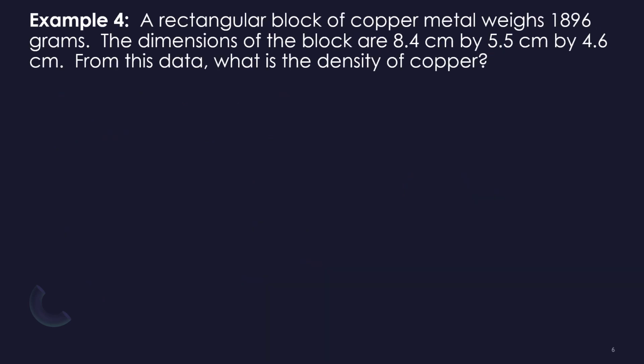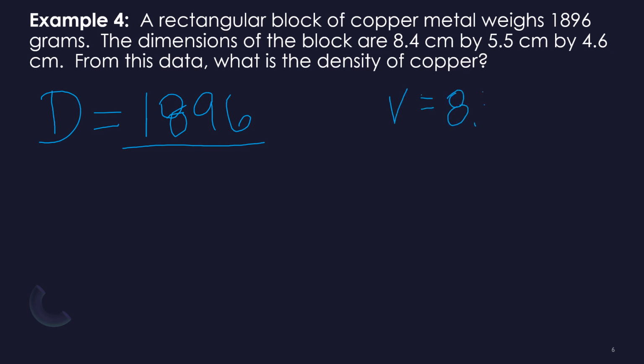For our next example, we've got a rectangular block of copper metal, and we know that it weighs 1,896 grams. The dimensions of the block are 8.4 centimeters by 5.4 centimeters by 4.6 centimeters. We're looking for the density, so we are solving for D. We know that the mass is 1,896 grams. The volume they did not give us, but we know it's a rectangular prism, so we will use our formula for a rectangular prism. Length times width times height.